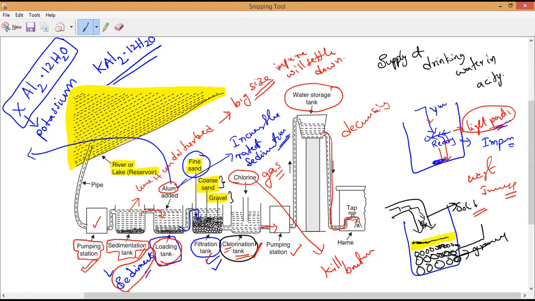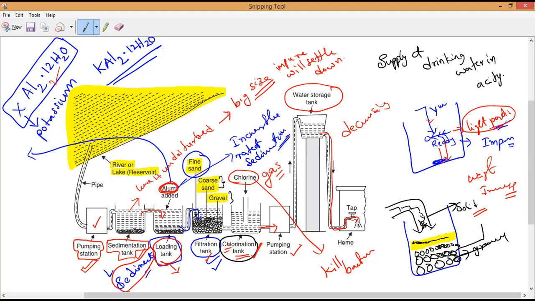So the loading tank will increase the rate of sedimentation by using a chemical. What is the chemical called, Mr. Kaushik? Alum. So alum, the general formula of alum is this one.